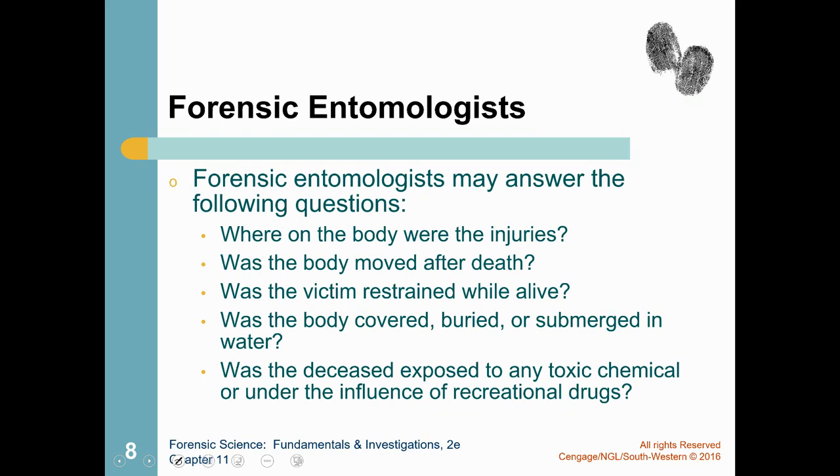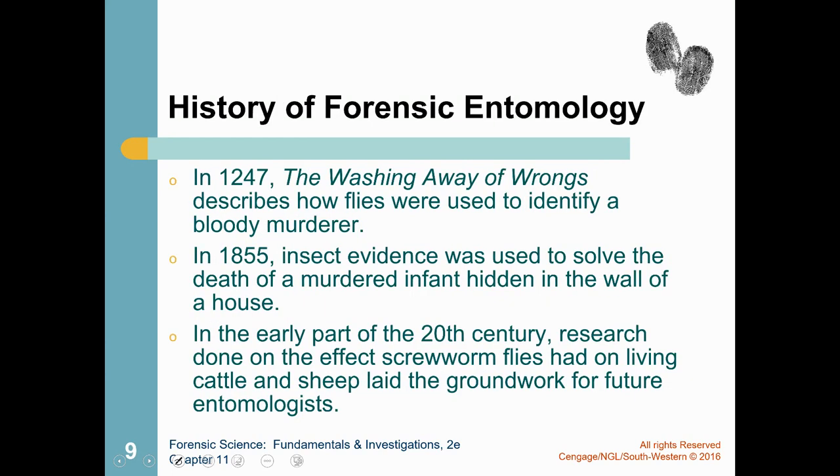The forensic entomologist answers some really basic questions. Where on the body is there injury? Was the body moved after death? That's important, because that's the difference between the primary crime scene and the secondary crime scene. Was the victim restrained while alive? Was the body covered, buried, or submerged in water? You're going to have a much different colonization of critters.